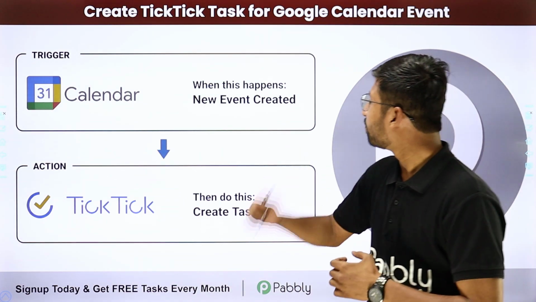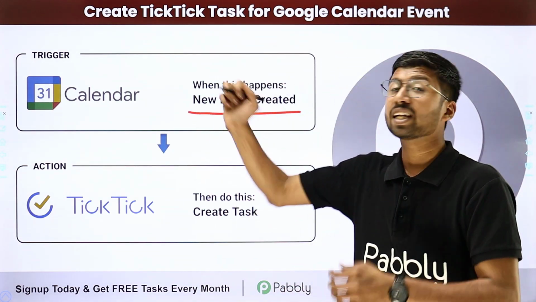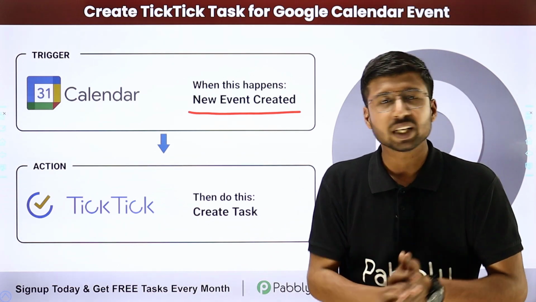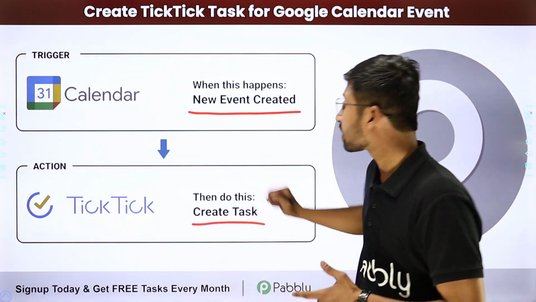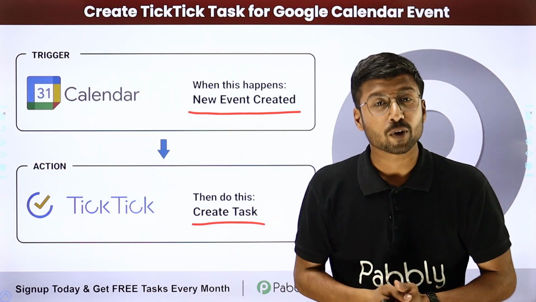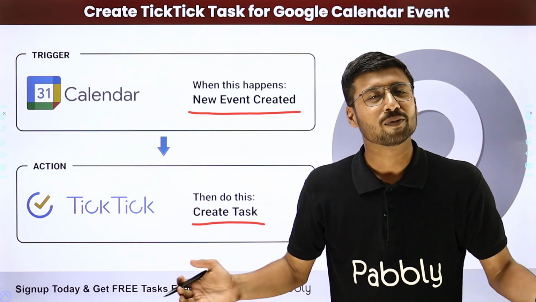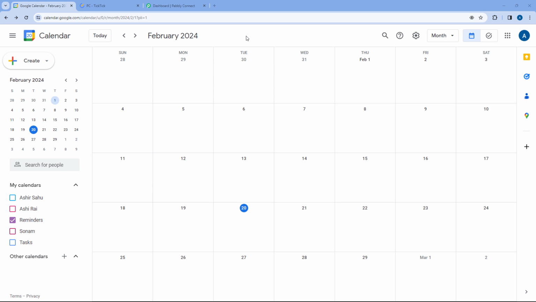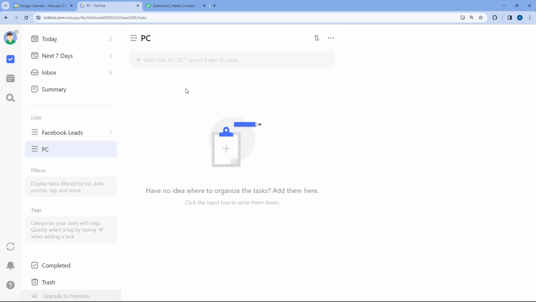So in this automation, whenever a new event is created in our Google Calendar, with the same details, we are going to create a task inside TickTick as well. Now, if you want to know how you can set up this kind of automation, for that, you just have to come with me to my screen. So as you can see, this is my Google Calendar. Now I want that whenever I create an event inside my Google Calendar, I create a task for that same event in TickTick.